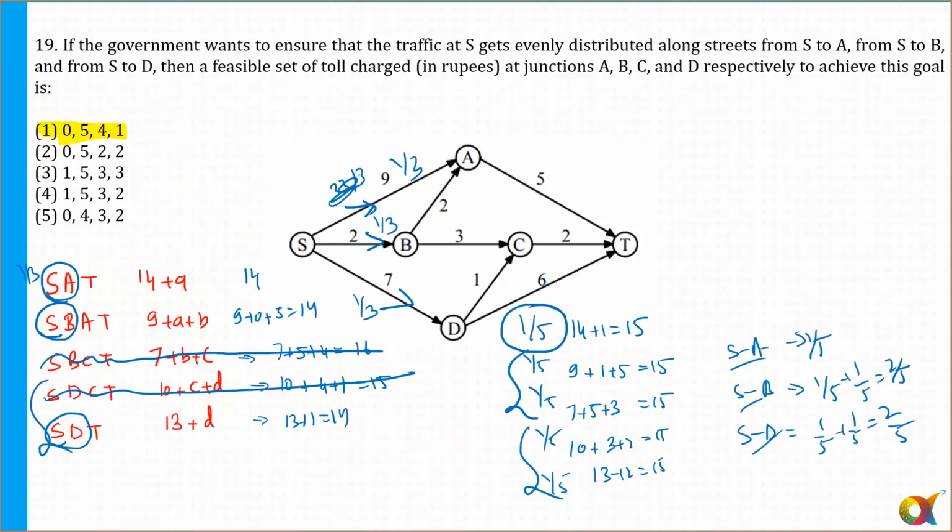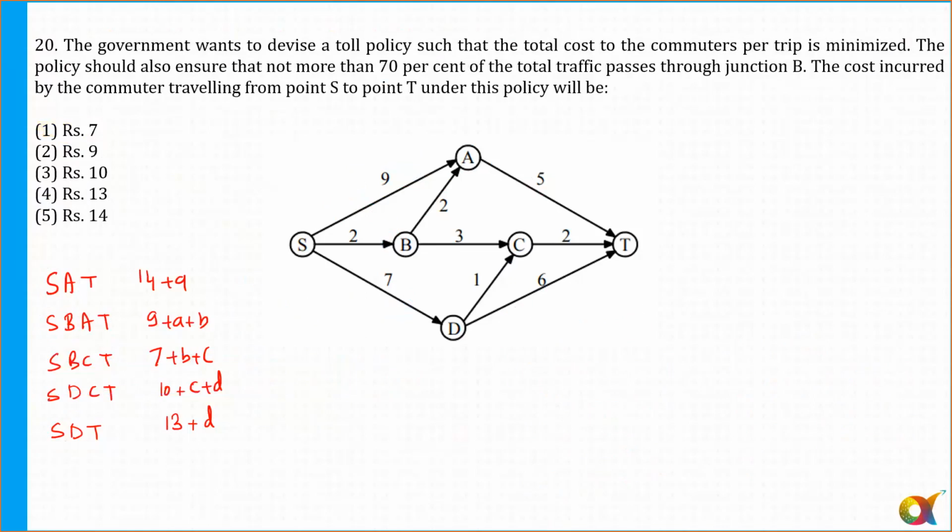Okay, let's move to question number 20. It says the government wants to devise a toll policy such that the total cost to the commuters per trip is minimized. So the cost should be minimum, that is the target here. The policy should also ensure that not more than 70% of the total traffic passes through Junction B. So at Junction B, remember, the traffic should be less than 70%.